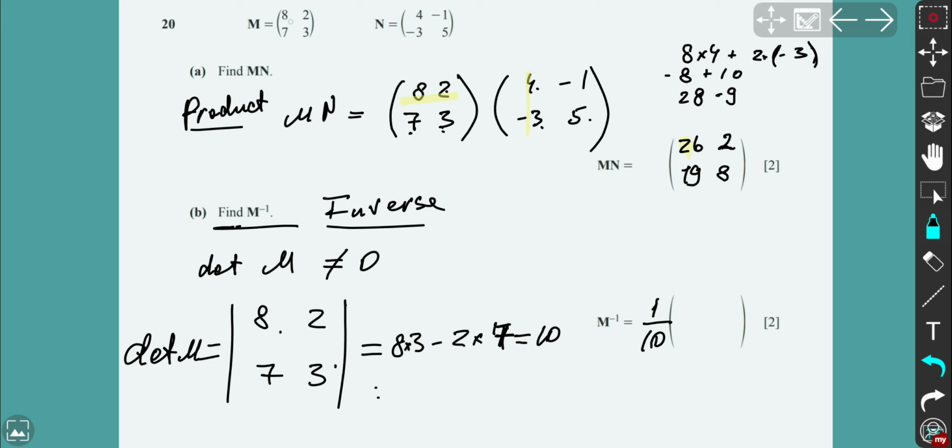So you take the initial elements of the matrix. Here, 8, 2, 7 and 3, and what are you going to do? You swap 3 and 8, so you set up 3 and 8 vice versa. And what about 7 and 2? They get a negative sign, or basically opposite sign. So negative 2 and negative 7, and you don't swap them. So that's the final answer, 1 over 10. You can actually divide each element by 10, but it's not necessarily needed.